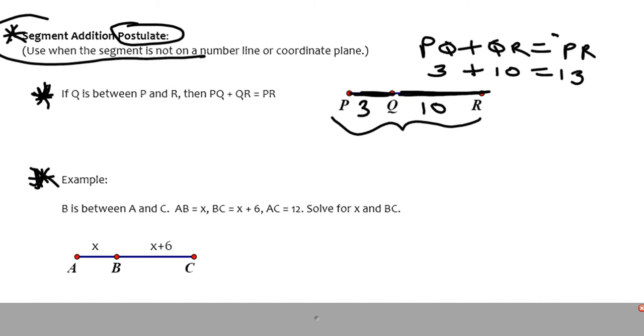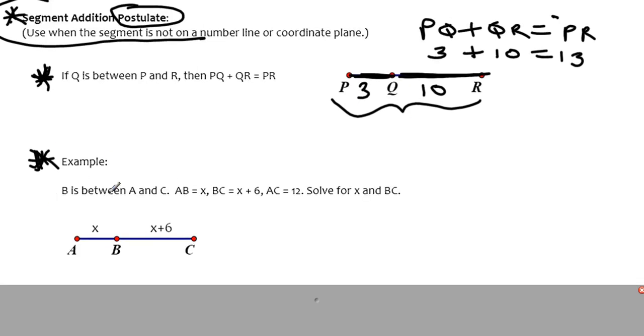You definitely want to have an example like this in your notes, and you definitely want to have the postulate down. Okay, so I'm going to take that same thing, except now I don't have P, Q, and R. I have A, B, and C. And it says that B is between A and C. That's just a given. Here's B between A and C. AB is X. The whole length here is X. BC is X plus 6. The whole length from B to C is X plus 6. And AC is 12. This whole length from here to here is 12. We're going to solve for X and BC.